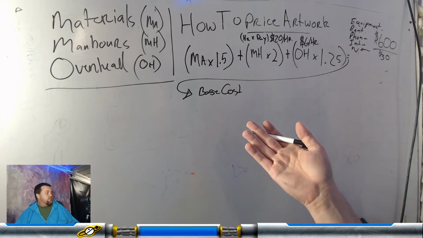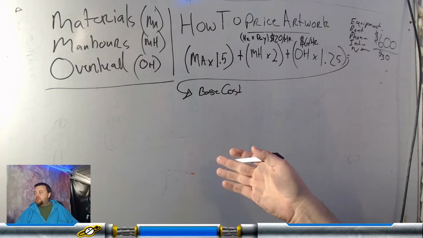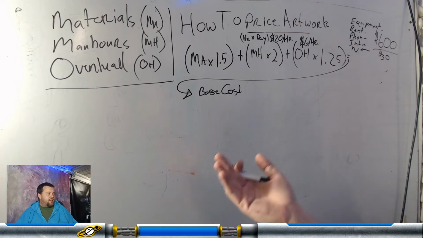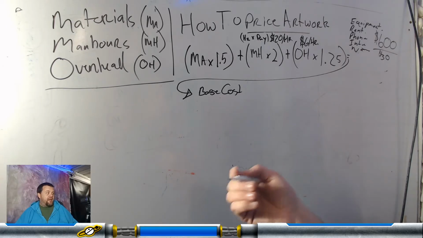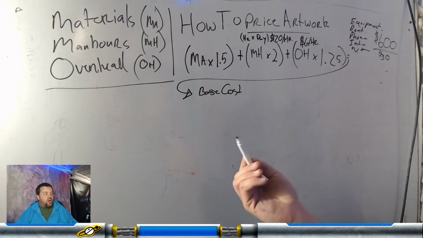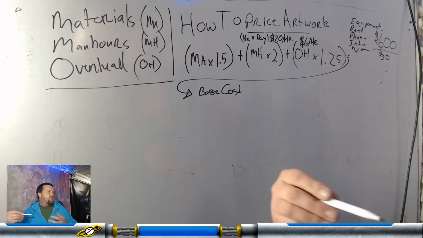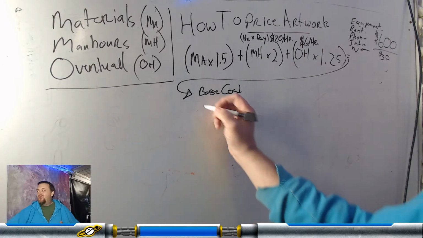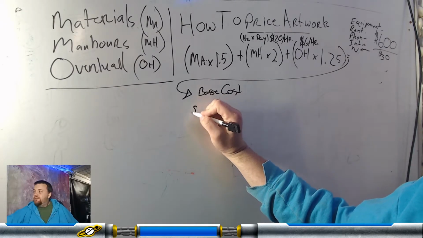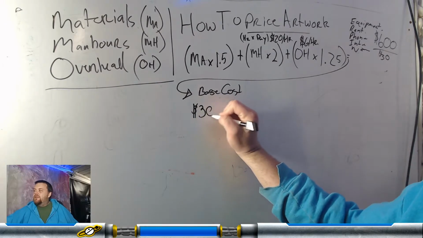A canvas costs you $18. You're gonna use about $6 in materials for like paint and maybe like a new brush and little things like that. And you might have some tape or some this thing or a little that thing. So let's just say you have a total material cost of $30.